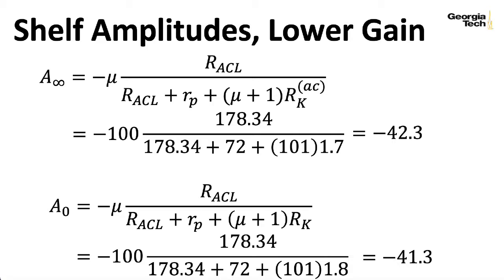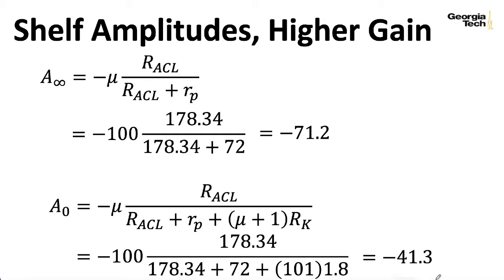Now, what about the higher gain setting on the Mesa Boogie? Well, this DC value is going to stay the same, but in the higher gain setting, the cathode is completely bypassed. So this term goes away altogether, and I wind up with something like this. That low shelf gain is still 41.3. It's an inverting gain, which is why you have the minus sign there. But now the high shelf is at an inverting gain of 71.2.